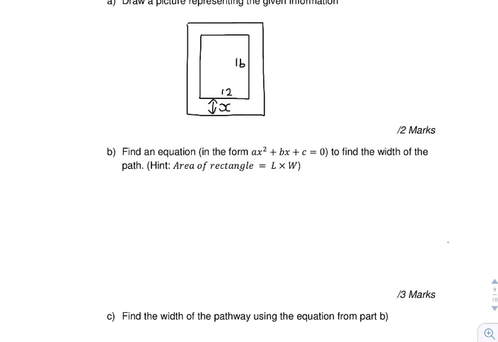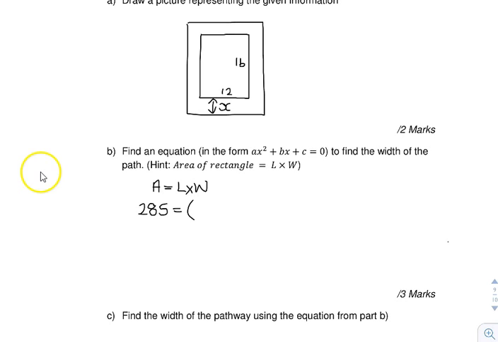Part B. Find an equation in the form of ax squared plus bx plus c equal to 0 to find the width of the path. Hint: the area of a rectangle is length times width. If we know that the area is length times width, and that the area is 285 meters squared, then we can take the length, i.e. 16, plus 2 lots of x, and 12 plus 2 lots of x, and get out an equation.